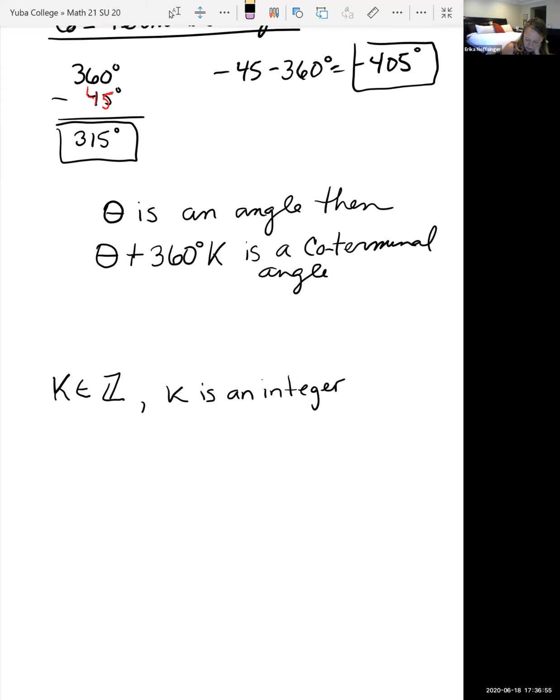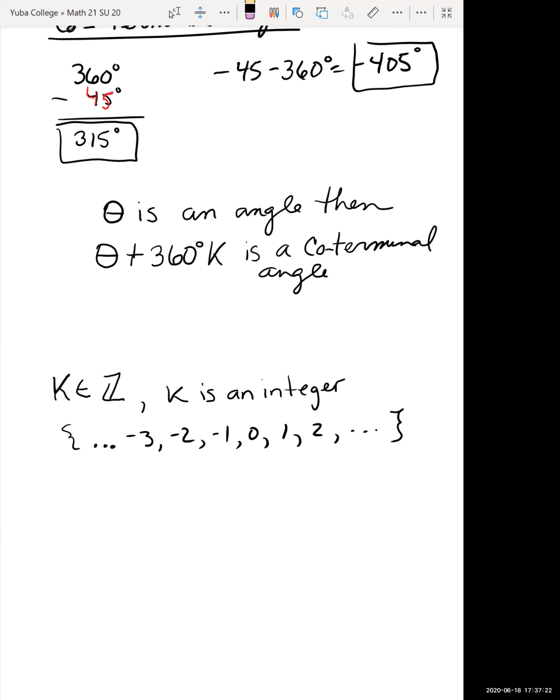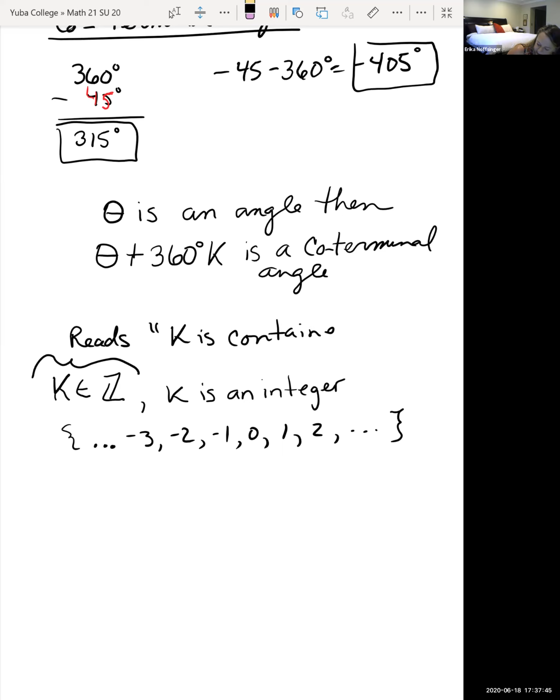Just real quick, what does it mean to be an integer? It's your whole numbers, 0, 1, 2, 3, 4, 5, on forever, but also the negatives of those whole numbers, so coming in from negative infinity, dot dot dot, negative 3, negative 2, negative 1, 0, 1, 2. Professor, what's that next to the k? That means contained in, so k is in the set of integers. It reads k is contained in, with this funky little E-shaped symbol.